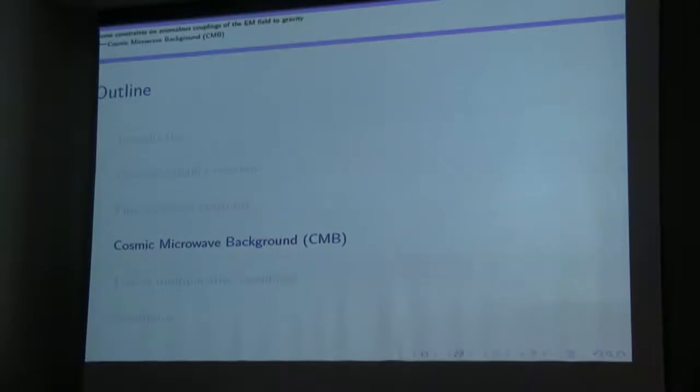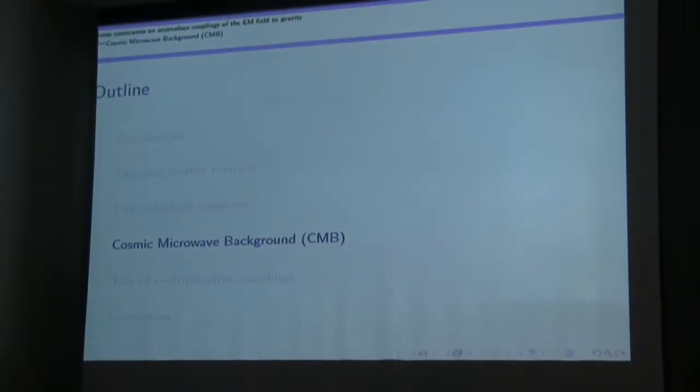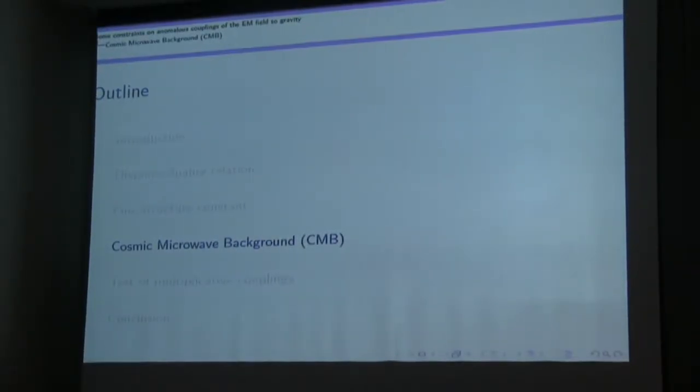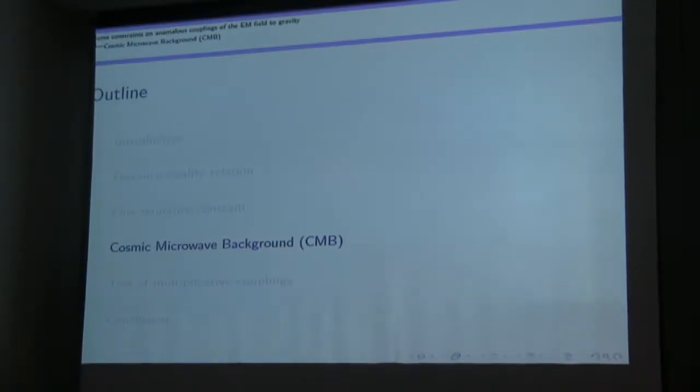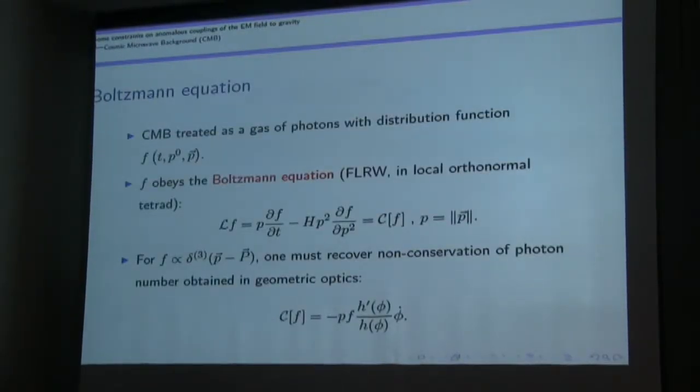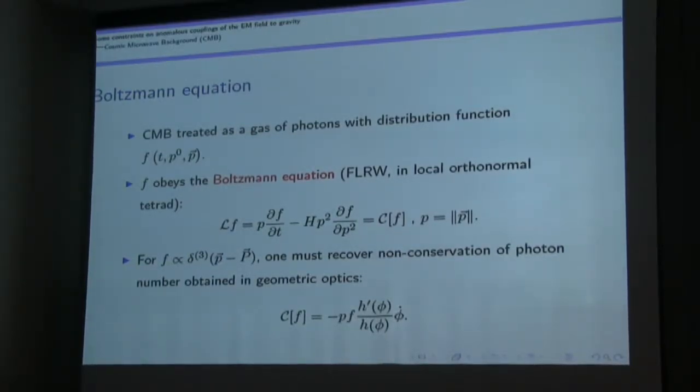All right. Then the next step, of course, is to look at the other place where electrodynamics plays a role, which is in the cosmic microwave background. To do that, we have to solve the Boltzmann equations, as Carsten pointed out. So we treat the CMB as a class of photons, with distribution function f. And of course we have a Boltzmann equation here.